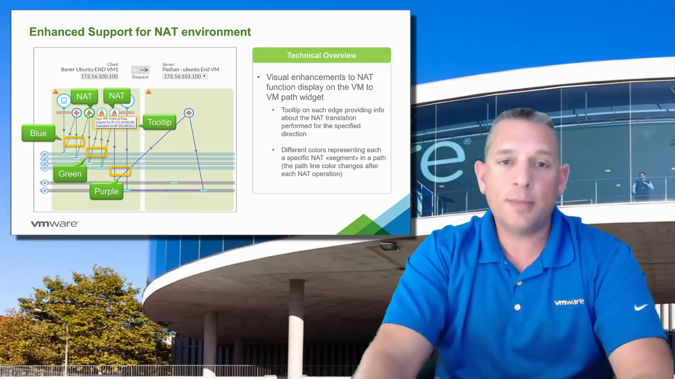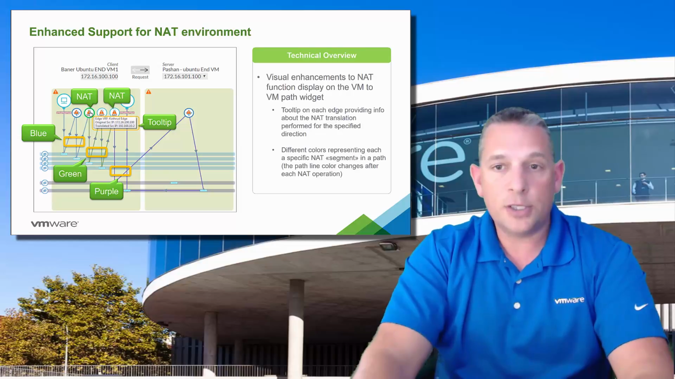Visual enhancements were made to make the VM to VM path easier in regards to using network address translation, or NAT. The tooltip now shows the originating source IP as well as the translated IP address to show NAT is being used. The visual display also reflects different NAT segments using different colored lines, so you know that they are different.